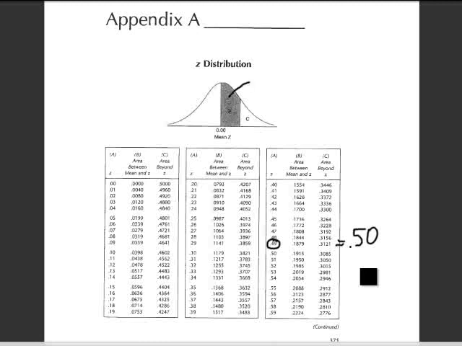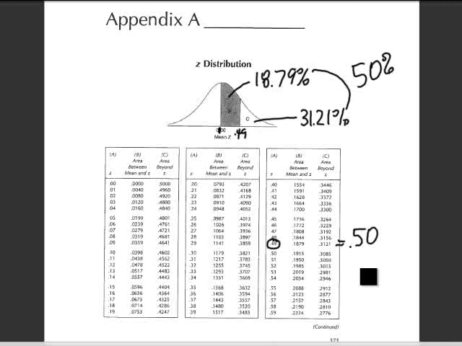Firstly, that 0.1879 tells you that there is 18.79% of the curve between the mean and z of 0.49, and that there is 31.21% of the curve beyond z equals 0.49. And then by me having you add those together, that demonstrates that 50% of the curve is over on the right-hand side of the mean.